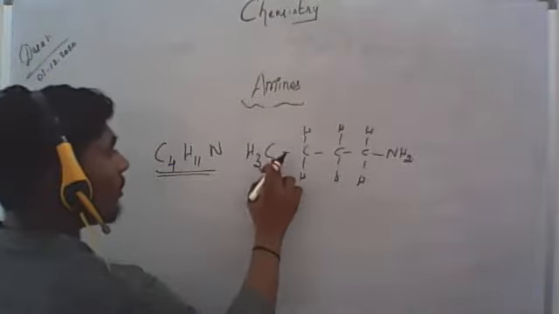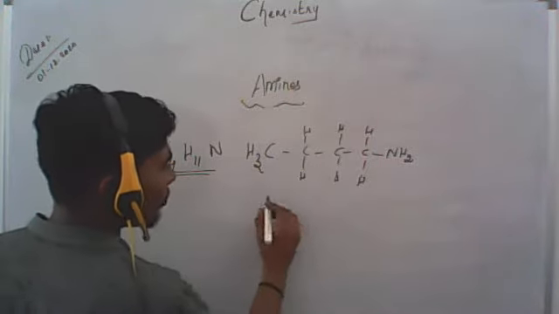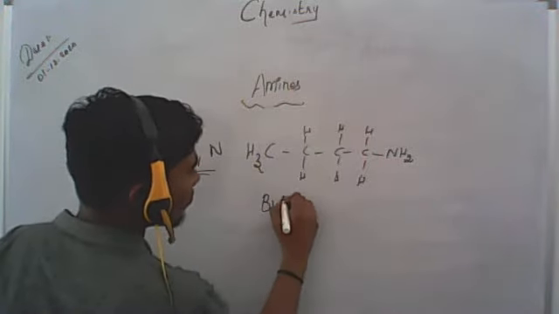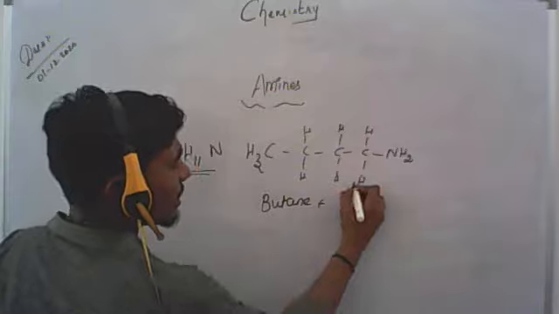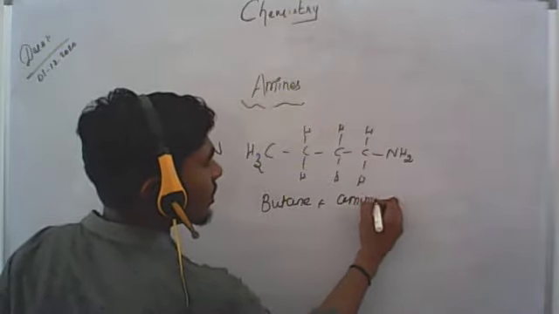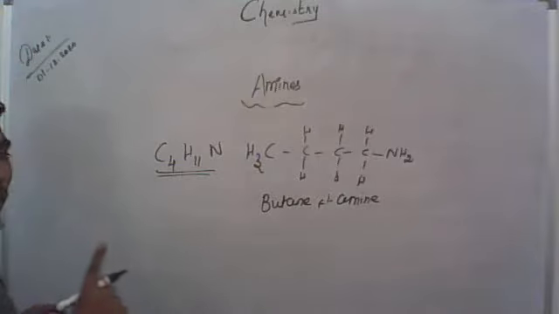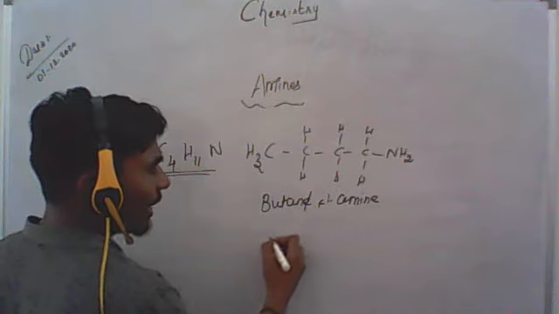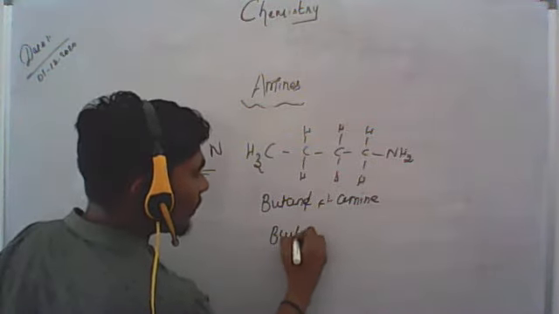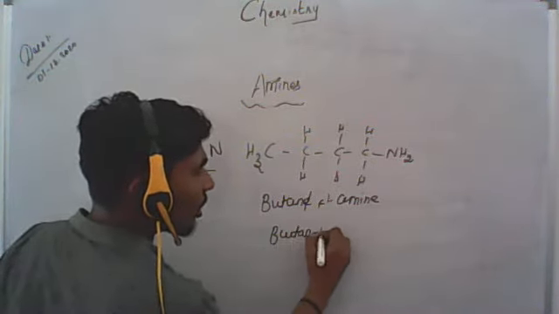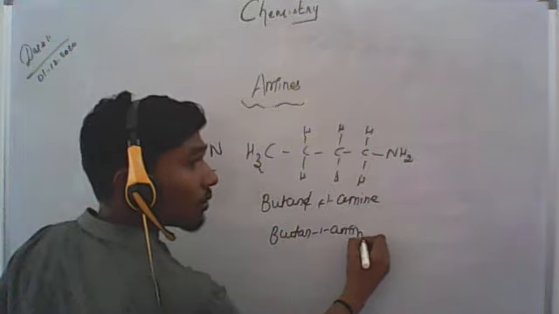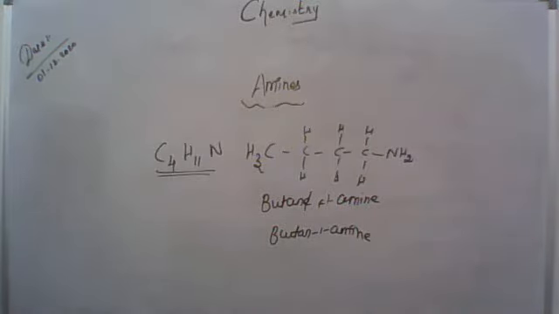Okay, so what is the IUPAC name? 4 carbons means it is butane plus amine. What is the position of amine? First position, 1. Okay, so only one functional group, amine, is present. So strike out the e and write the name. So it is butane-1-amine. Okay, so butane-1-amine is the IUPAC name for this compound.